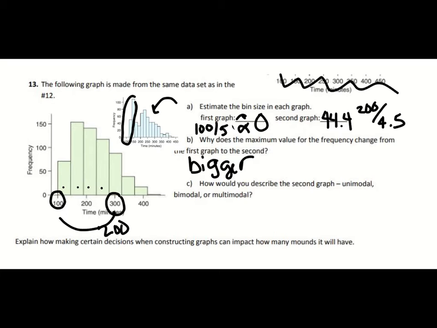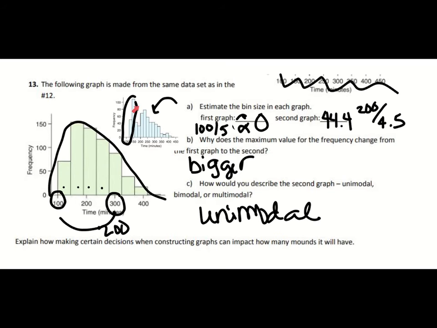How would you describe the second graph? Unimodal, bimodal, or multimodal? The second one, I would call unimodal. You can kind of see that with the same data, when you go from one graph to the next, if you make the bars wider, it smooths it out and it makes it unimodal.